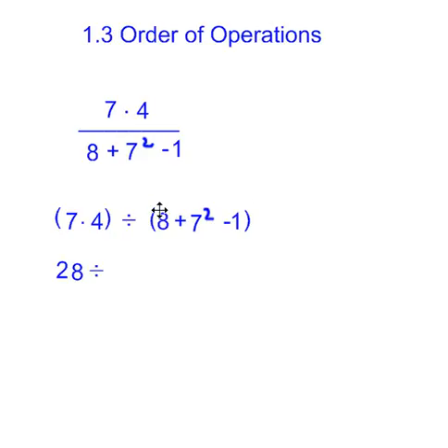And within the parentheses, we do PEMDAS again. Okay, are there any exponents? Yes, so you have to solve this part first. So this would be 7 squared, or 7 times 7, which is 49. And we have 8 plus 49 minus 1.